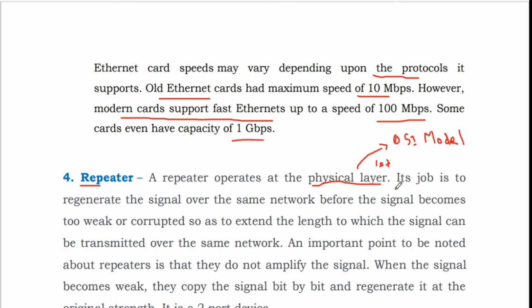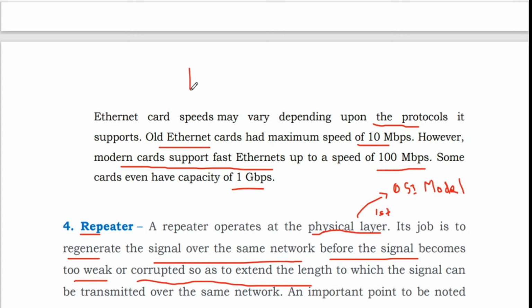So what is the job of a repeater? Its job is to regenerate the signal over the same network before the signal becomes too weak or gets corrupted, so as to extend the length to which the signal can be transmitted over the same network. So a repeater operates at the physical layer and its job is to regenerate the signal over the same network. Regenerate in the sense what?